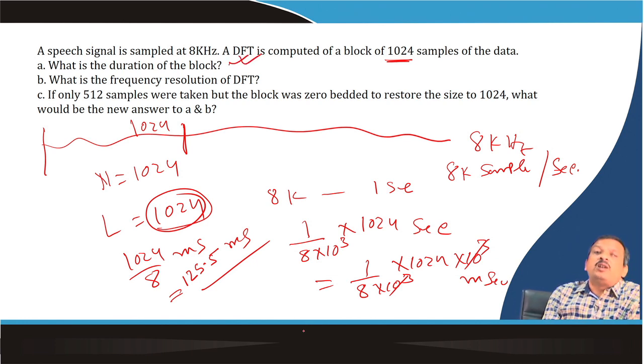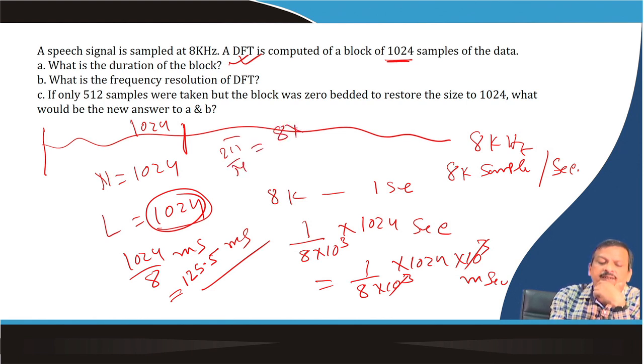What is the frequency resolution of the DFT? So, what is the frequency resolution? You know, 2 pi by N. 2 pi is equal to Fs. Fs is 8 kilohertz. 8 into 10 to the power 3 divided by N, which is 1024. Approximately, I can say 1000. So, it is approximately 8 hertz.